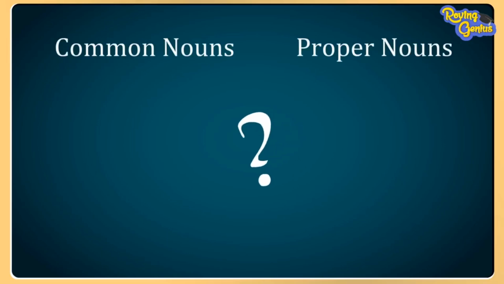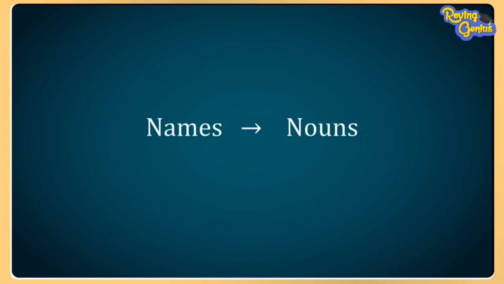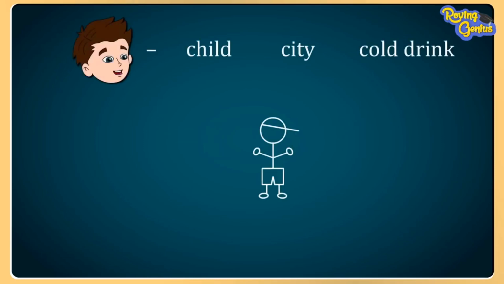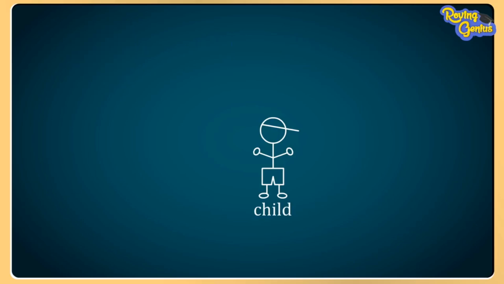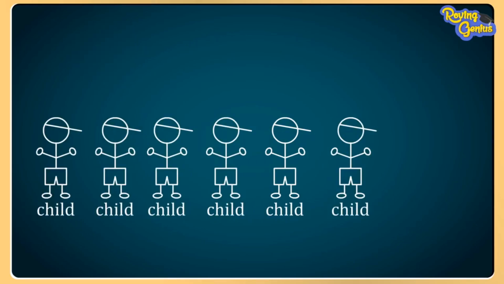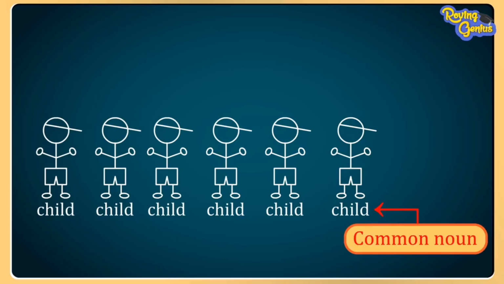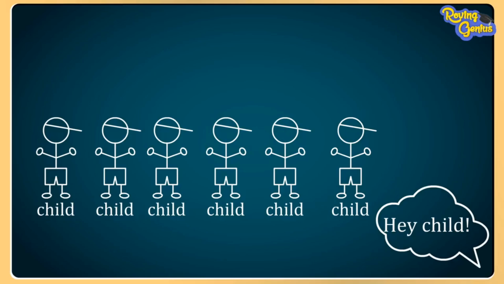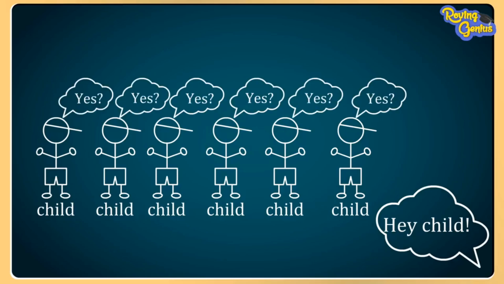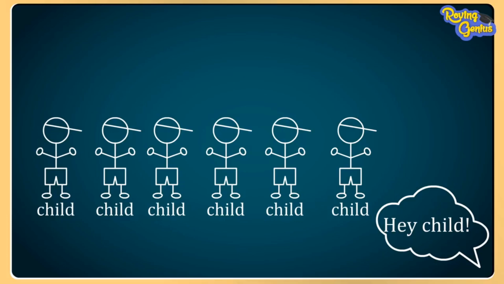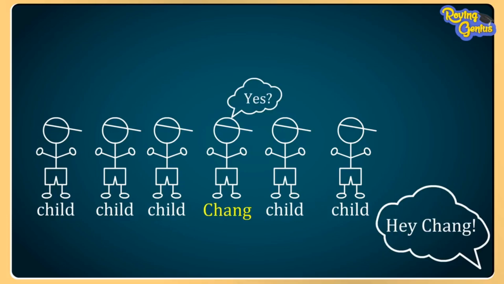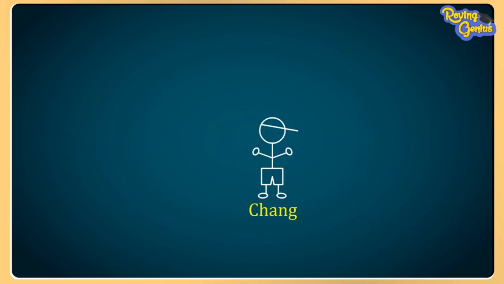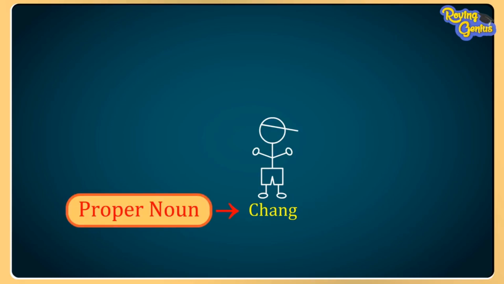What is the difference between common nouns and proper nouns? We know that all names are nouns. Here, child is a general name. It is not specific. Hence, child is a common noun. If you say, "Hey child," you might probably get many responses. But if you say, "Hey Chang," you might get one response as you are pointing to someone specific. Chang is a special name given to a specific child and hence it is a proper noun.